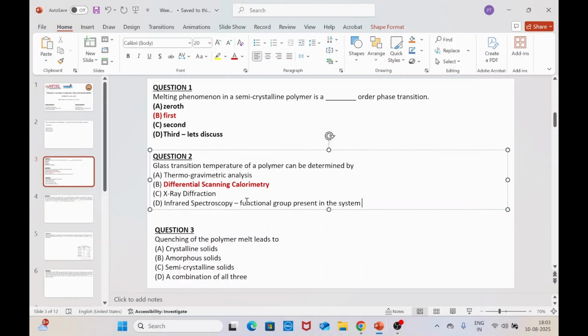Thermogravimetric analysis deals more with the thermal transitions that happen in the sample. You take some amount of the sample and heat it from, let's say, room temperature to a very high temperature of 600 or 800 degrees Celsius, and then you observe the weight loss. Depending upon the weight loss at each stage, you can correlate that to the different types of thermal transitions that happen within the sample you are analyzing.